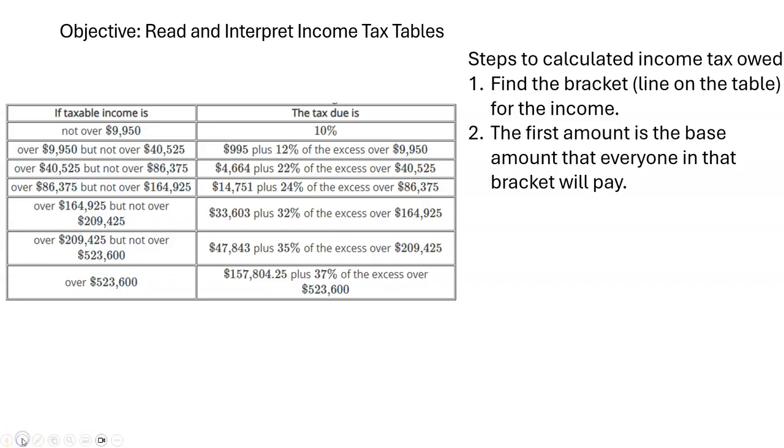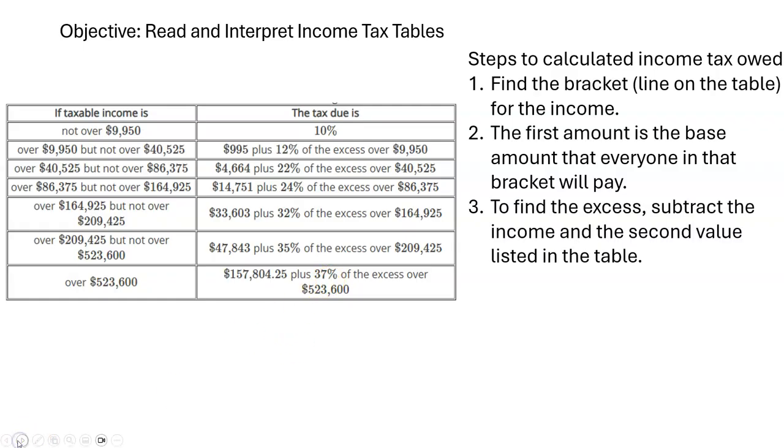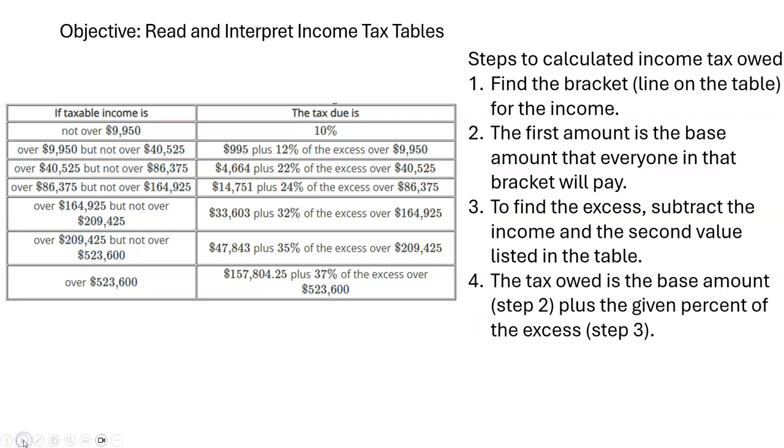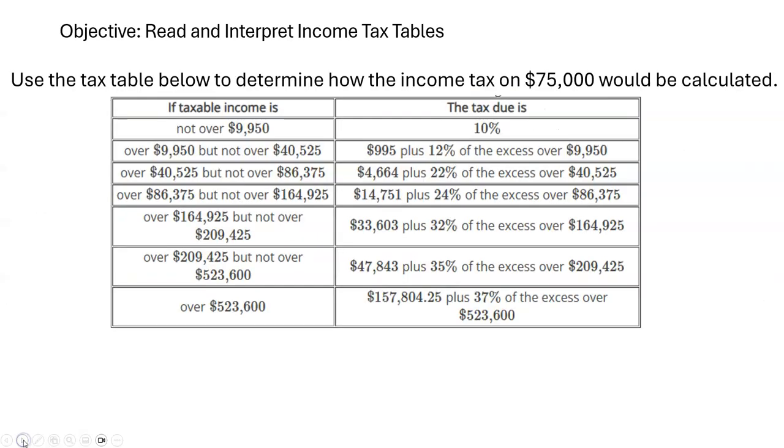you're talking about. Step 2: the first amount in the right-hand column is the base amount everyone in that bracket will pay. Step 3: to find the excess, where it says 12% of the excess, we will subtract the income and the second value listed in the table. Finally, the tax owed is that base amount from step 2 plus the given percent of the excess, which we find in step 3. Let's do some examples.